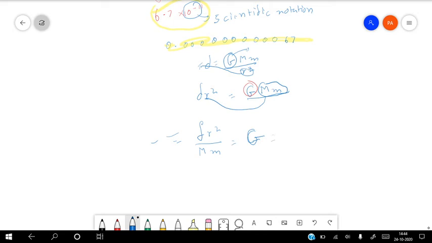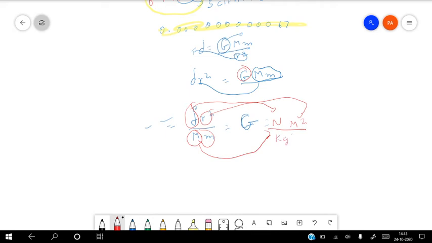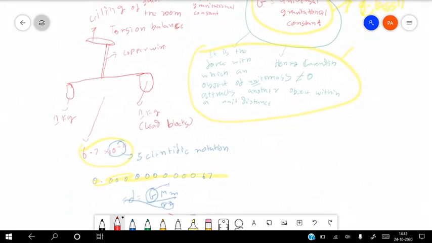Now with the formula, we can easily derive the units. What is the SI unit of force? The SI unit of force is Newton. The SI unit of distance is meter. That's why we'll write meter square divided by the SI unit of mass, which is kg squared. So hence we easily derive the SI units, and they are Newton meter square divided by kg square. So this is the SI unit of the universal gravitational constant.